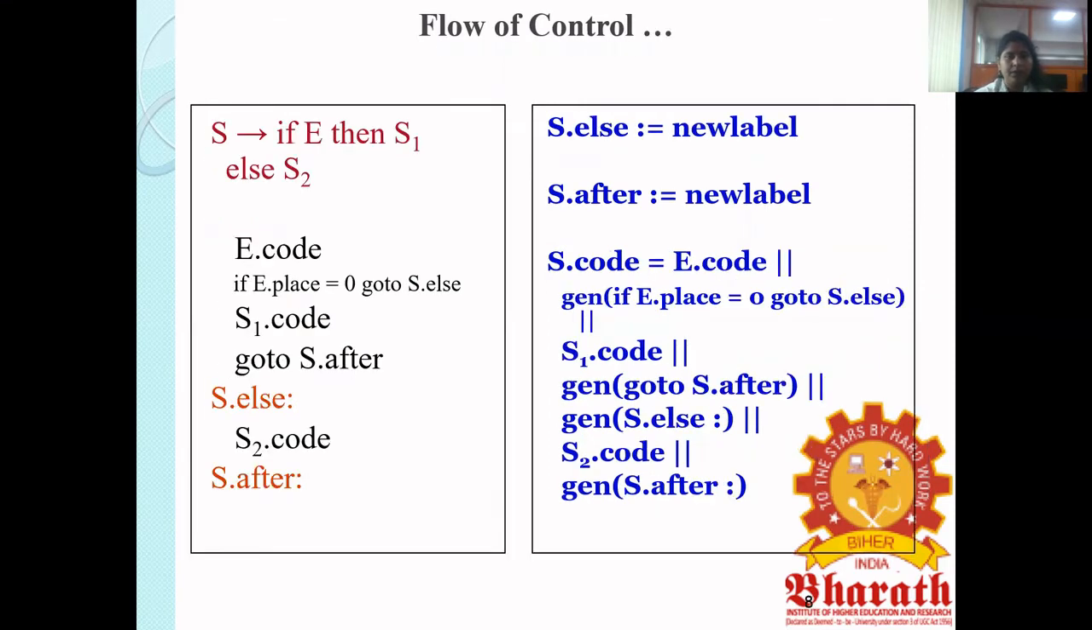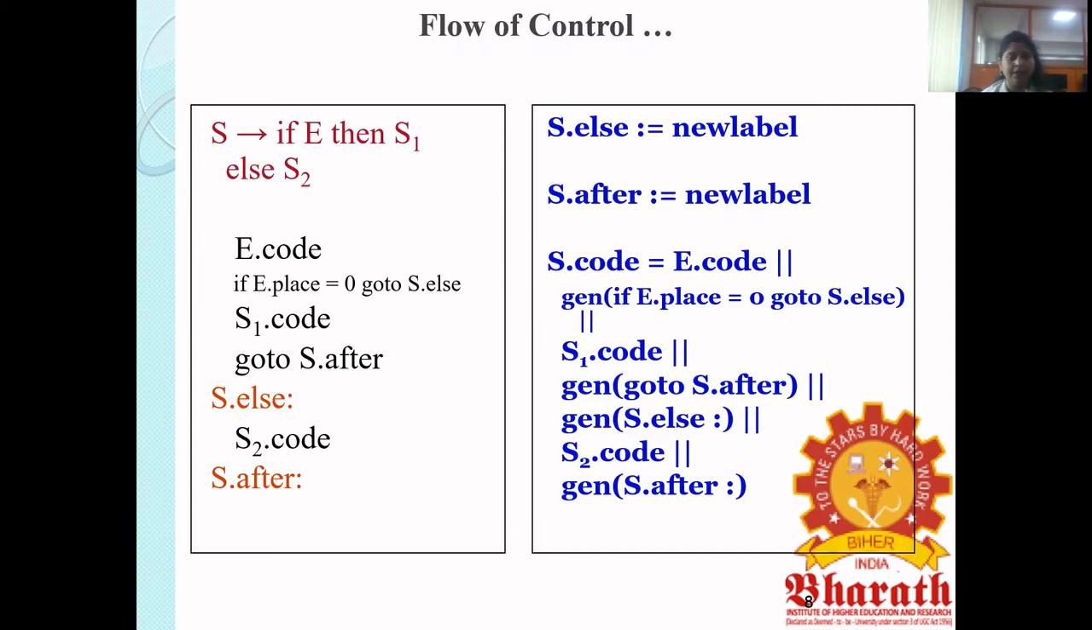Next one is flow of control for if E then S1 else S2. E.code: if E.place is equal to 0, go to S.else. Otherwise, execute S1.code, then go to S.after. What is S.else? If it is 0, it will come to S.else, and there it will execute S2.code. So this is how the flow of control for the if-else statement is executed.